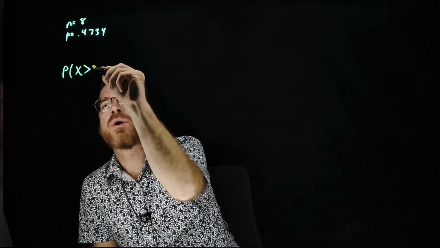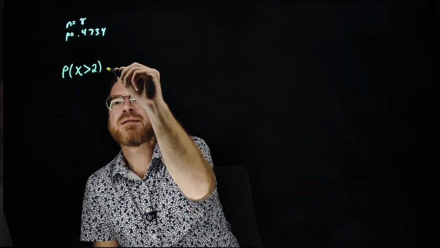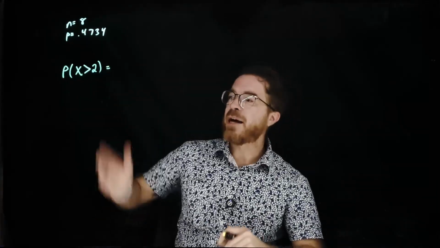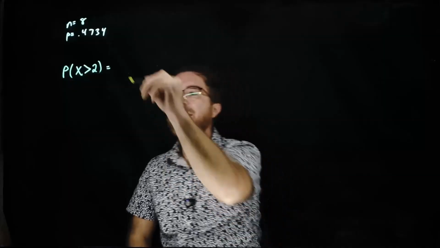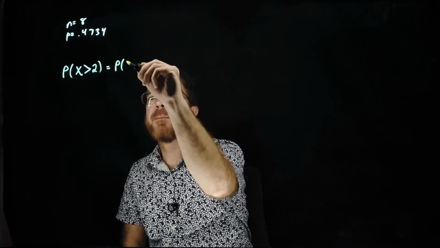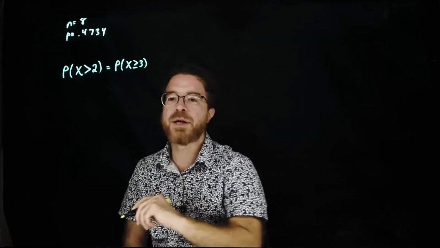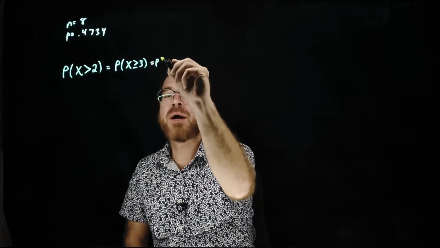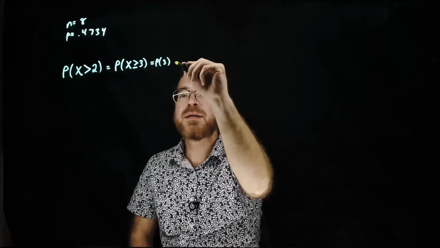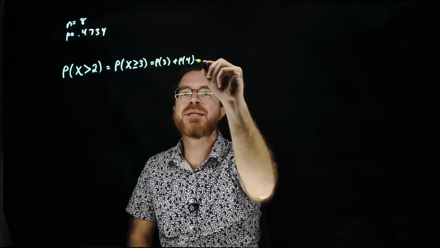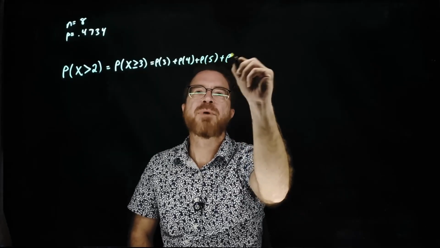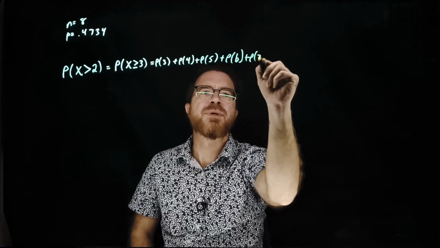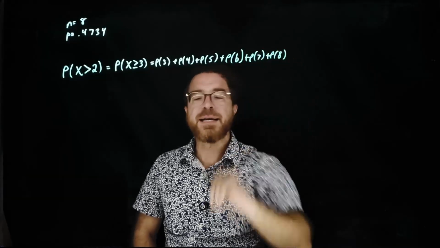So the first question for this now says, what is the probability you will win more than 2 games? Because it's discrete, remember that this is not including 2. So this would actually be equivalent to the probability x is greater than or equal to 3. So the question really wants me to find the probability that I win 3 games, plus the probability I win 4 games, plus 5 games, plus 6 games, plus 7 games, plus the probability I win 8 games.